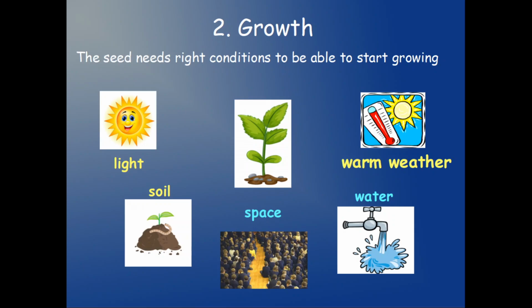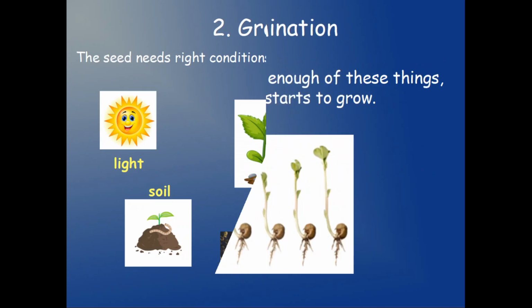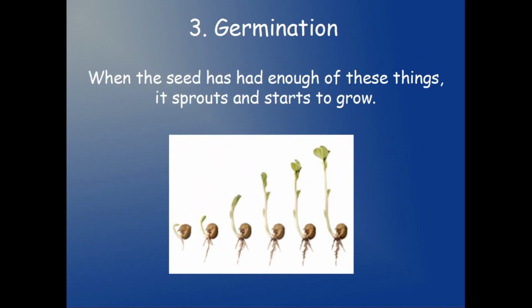Then, with light, warm weather, soil, water, and space, we can grow a plant. Perfect. Now that we have the right conditions, the seed is going to start growing. And that is what we call germination, when, from a little seed, a new plant comes out. First the root, then the shoot, and eventually the rest of the plant, the stem and the leaves.